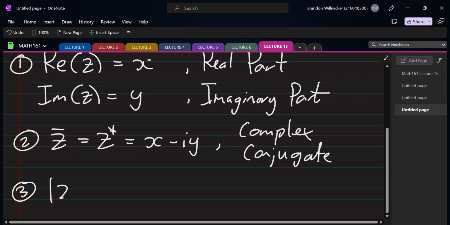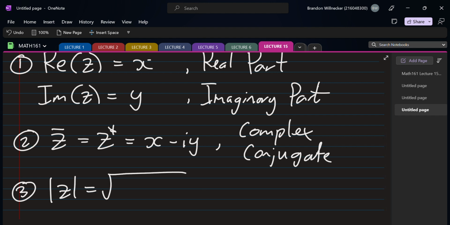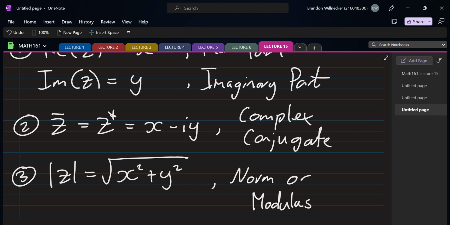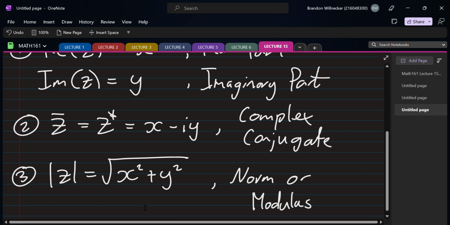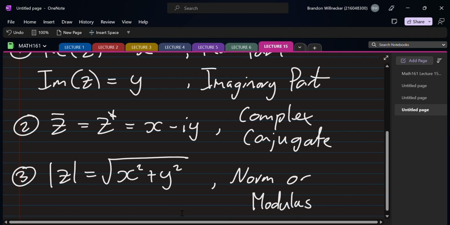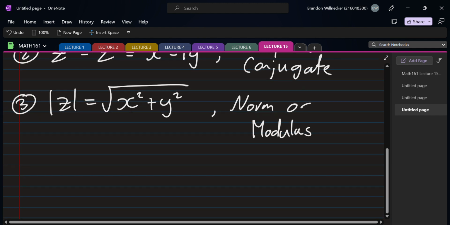And lastly, number 3, we have the absolute value of z, which is equal to the square root of x squared plus y squared. This is called the norm or the modulus. With real numbers, we called it the absolute value. Here we can't take the absolute value of complex numbers because there are no positive or negative complex numbers, because it's two-dimensional. We can't look at a positive side or negative side. So instead we use this thing called the norm or the modulus.